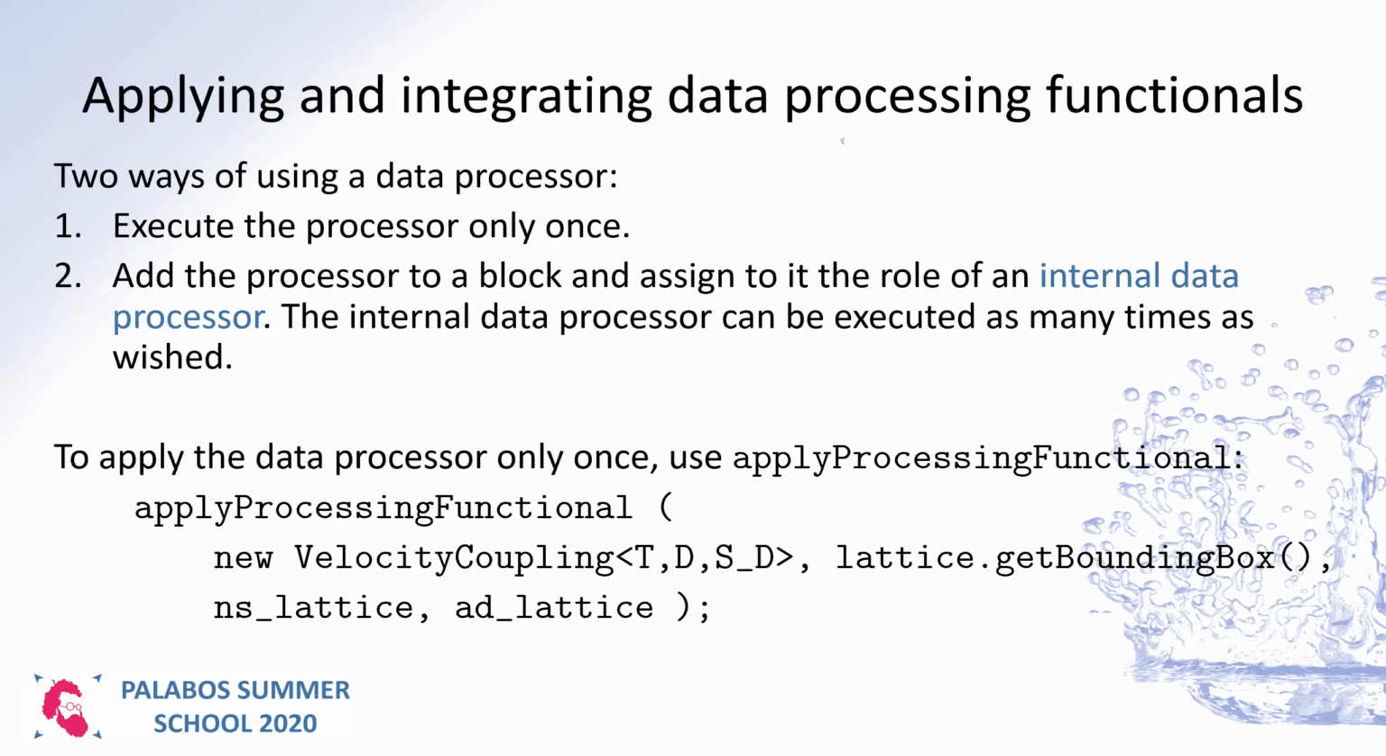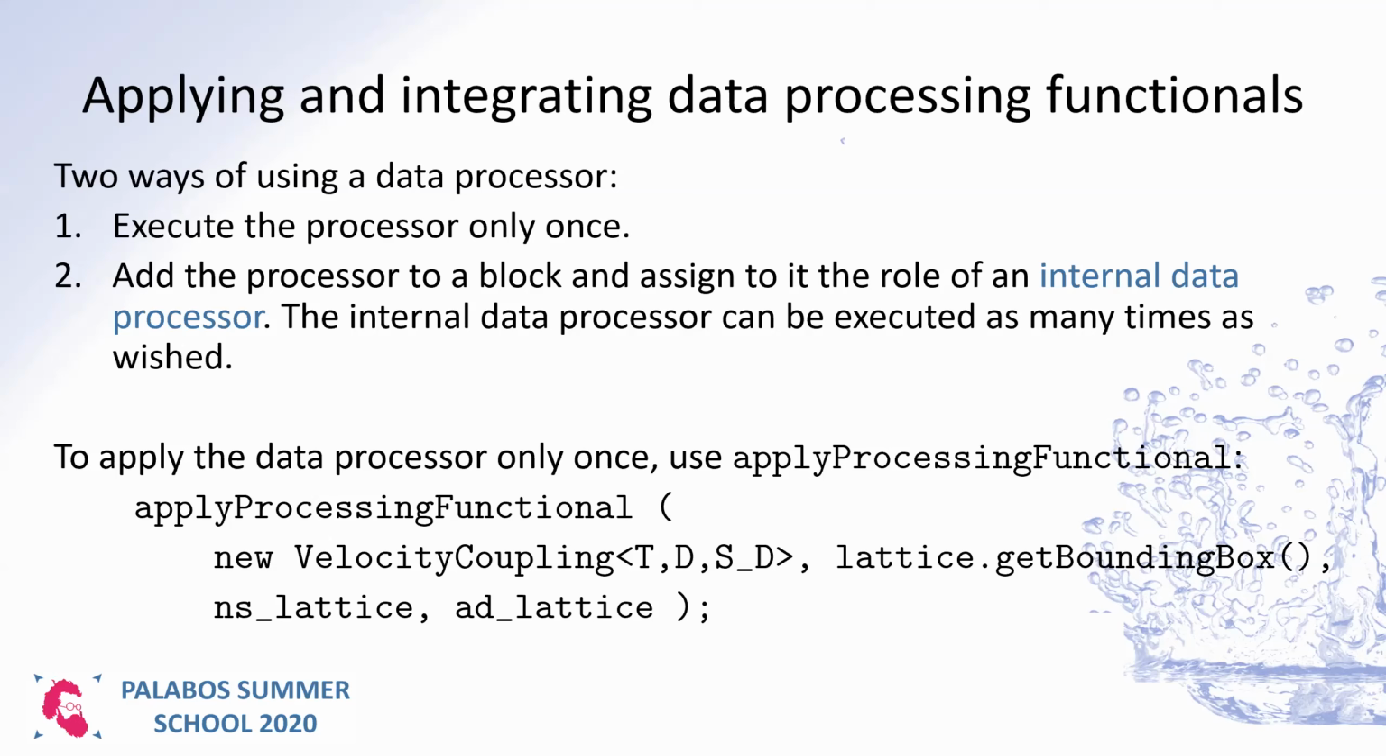So the global domain is going to be split into smaller domains by Palabos. Then you provide the arguments, as many multi-blocks as you wish, which are going to be split into atomic blocks and subdomains and provided to the data processor for its execution. Apply processing functional is what you are going to use if you call your data processor only once or only a couple of times.